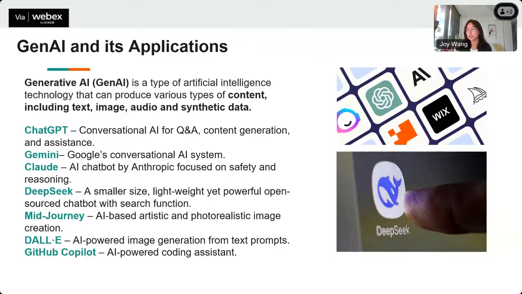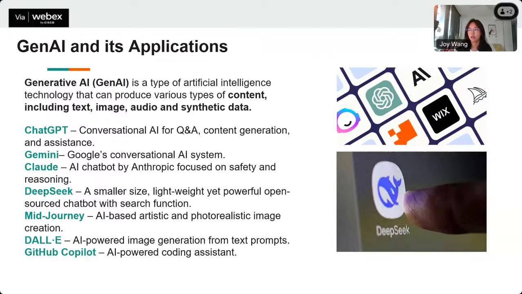There are many representative applications built on Gen AI. For example, ChatGPT, which we may use in our day-to-day life. Another is Gemini, Claude, and also the recent DeepSeek. DeepSeek is a smaller size, lightweight, but also very powerful open source chatbot. It also incorporates a search function, so you can search different questions using your natural language on DeepSeek.